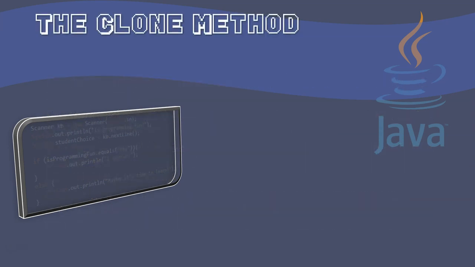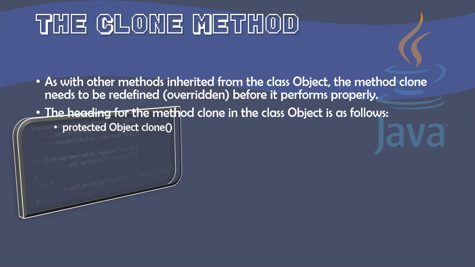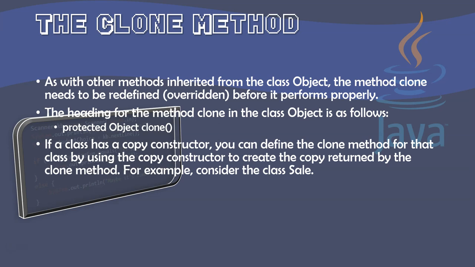So when we pick apart the clone method, one of the things you have to understand is that, same as any other inherited method from the object class, the clone method needs to be overridden before it can perform correctly. The heading for the method clone is as follows: protected Object clone. So we don't have to worry about parameters or anything like that. If a class has a copy constructor, you can define the clone method for that class by using the copy constructor to create the copy returned by the clone method.